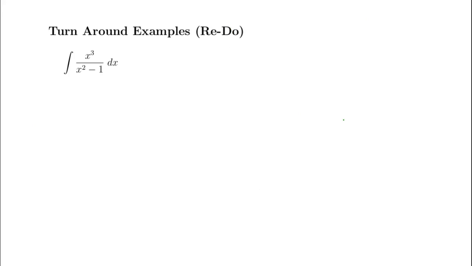Let's redo this. Let's do this again. There's a couple ways that you can think about this. I'll show you one more. I'll give you a hint on a different one if you want. Here's another hint. X cubed over x squared minus 1. We can rewrite that, right? We have a polynomial with a bigger degree in the top over a polynomial with a smaller degree in the bottom. So why not do long division here?